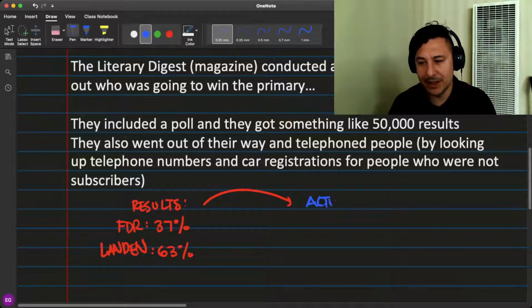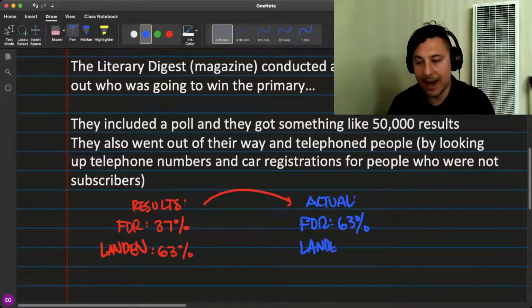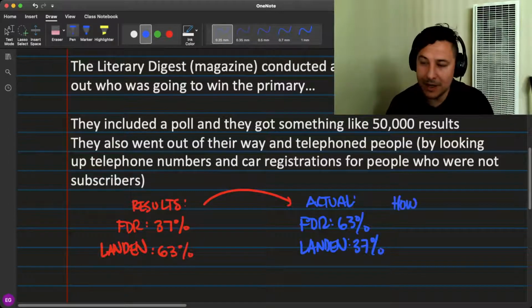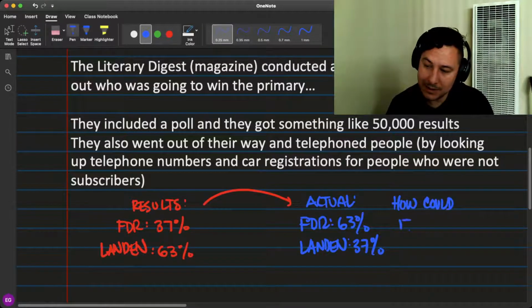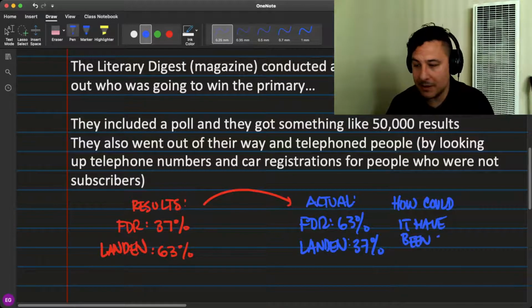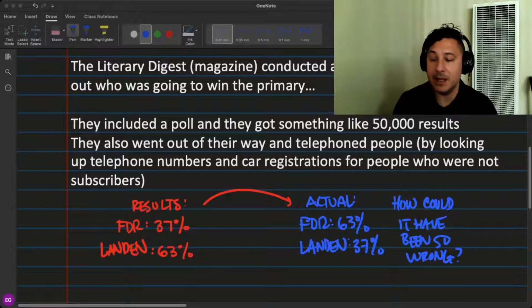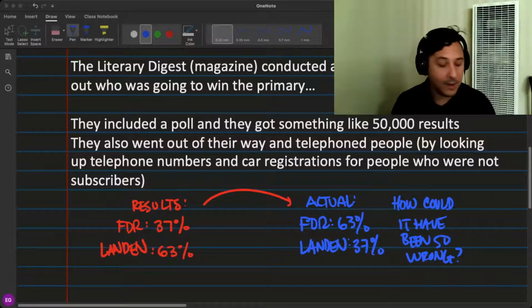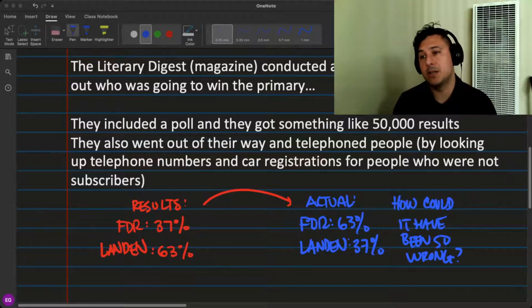If you looked at what actually ended up happening, it was almost completely wrong. And you start wondering, why and how did this happen? How could it have been so wrong? They asked so many people, right? They ended up asking like 50 to 100,000 people. If you ask all these different people, huge numbers, why was their prediction so wrong?